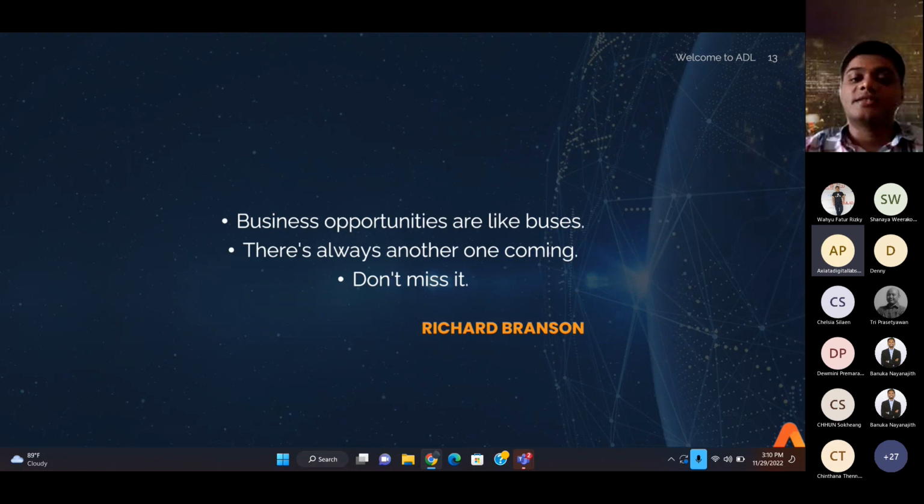So business opportunities are like buses, as we see. There is always another one coming, so don't miss it. Just like you cannot miss a bus, even if it is continuously coming, you should not miss it, and grab the opportunity then and there, which would be a positive thing. This is a quote from Richard Branson.